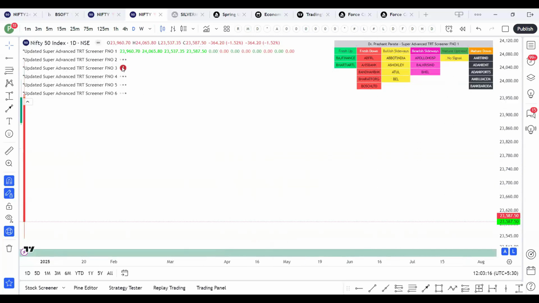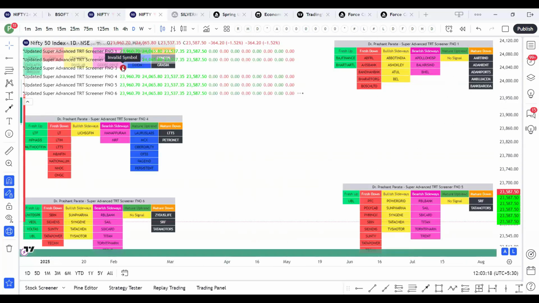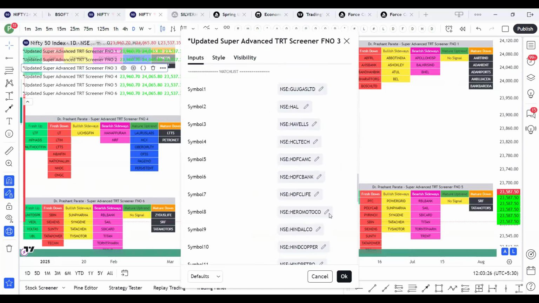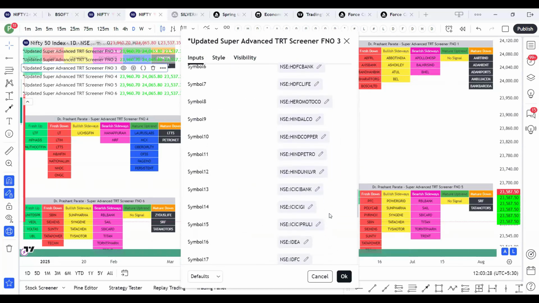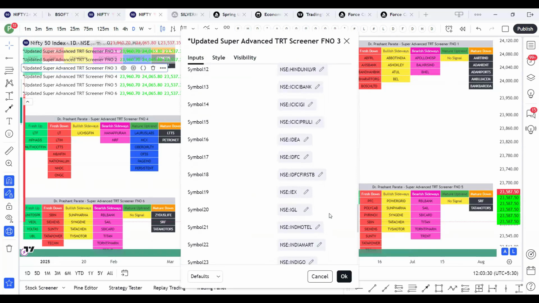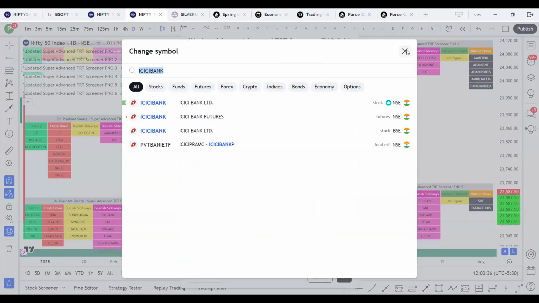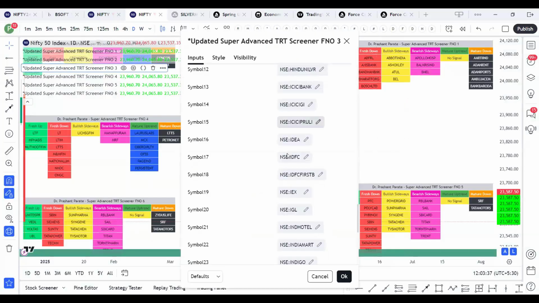Now there is this error. What is the error? Invalid symbol. That means there is one symbol which does not exist. Its name has changed. So here we can go to the list and change that symbol. If you know the symbol name, it's good. If you don't know, what you have to do is click on each name. If it is appearing here, then it is available.